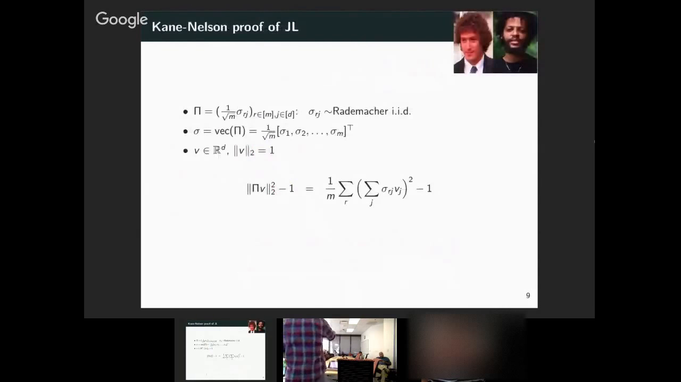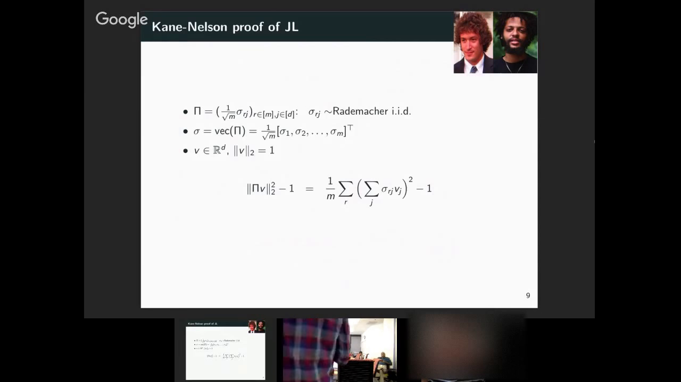Okay, so now I'm going to show you briefly how you can prove Johnson-Lindenstrauss based on this concentration of quadratic forms. This is a proof due to Kane and Nelson. So the setting of our projection matrix is what I said before. We'll pick IID Rademacher coordinates, right? And we'll scale them by 1 over square root of the height of this matrix, so the number of rows.